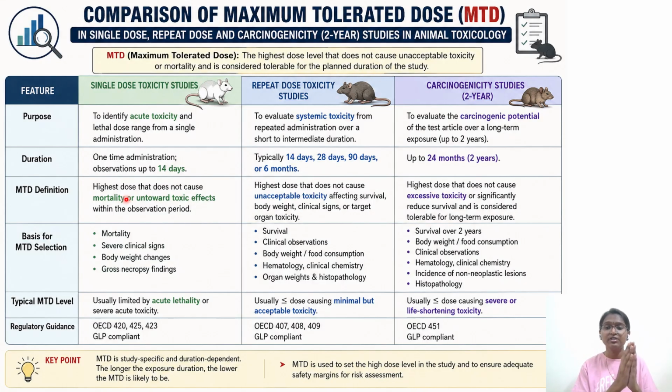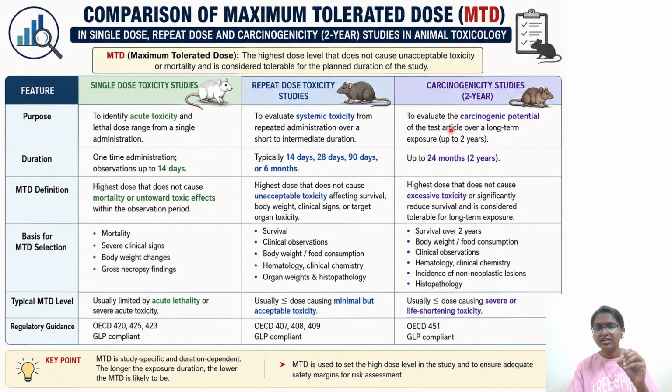You see, in the case of single-dose toxicology study, LD50, where mortality is a checkpoint, is a major identification. In the case of MTD, we're pushing the animal to the maximum toleration, but we are not causing death. It might move the animal to a morbid condition, but we are not killing the animal. Okay, to identify acute toxicity and lethal dose range from a single administration. To evaluate systemic toxicity. So repeat dose, where objective is to find out if there is any systemic toxicity from the repeated administration over a short to intermediate duration.